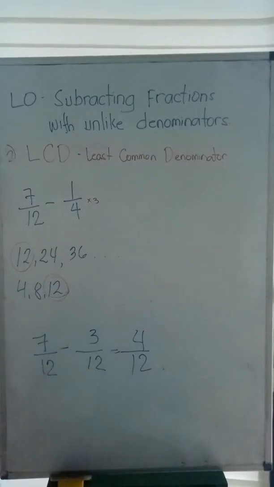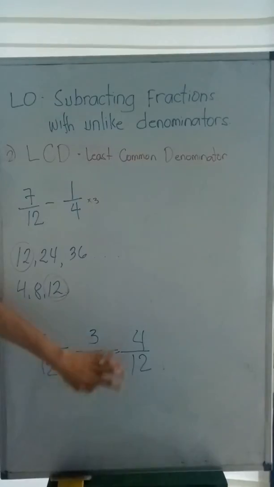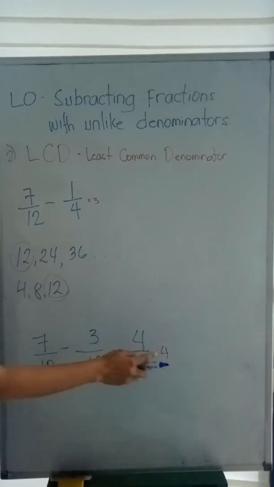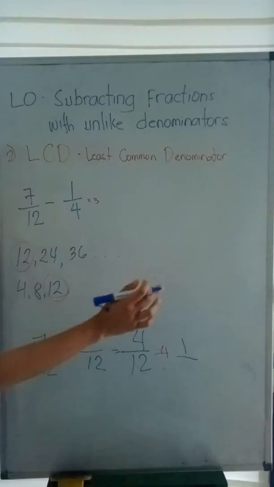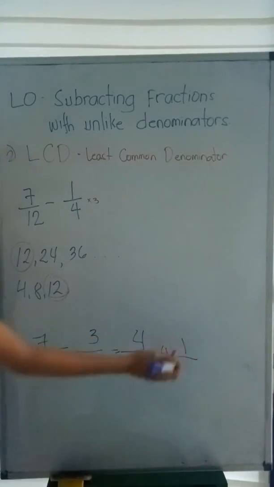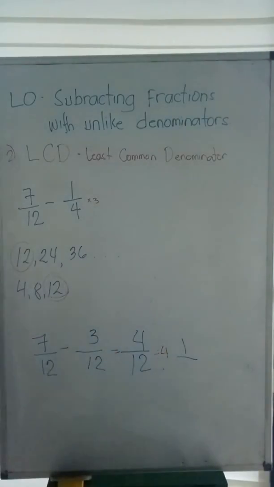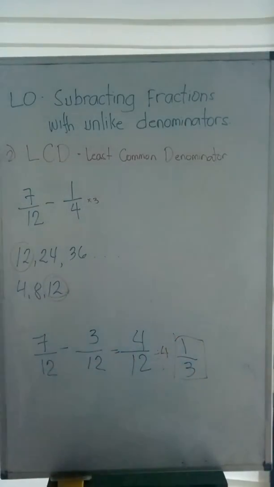Now you have this answer. Now think, do we have to simplify this or not? Is there a number that we can divide both 4 and 12 by? Yes, there is. You can divide it with the number 4. So 4 divided by 4 equals 1. 12 divided by 4 equals 3. Therefore, our final answer is 1/3. This is the simplified answer.